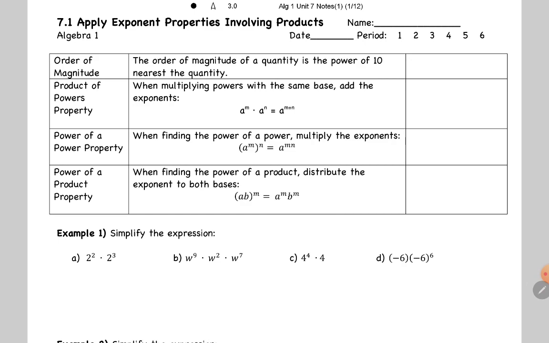So let's go over some vocabulary. The order of magnitude. This is something you don't see a lot. But the order of magnitude of a quantity is the power of 10 nearest the quantity.